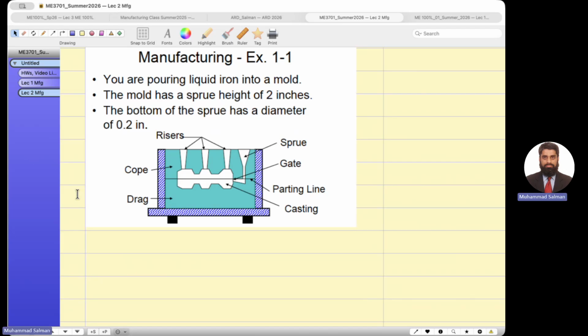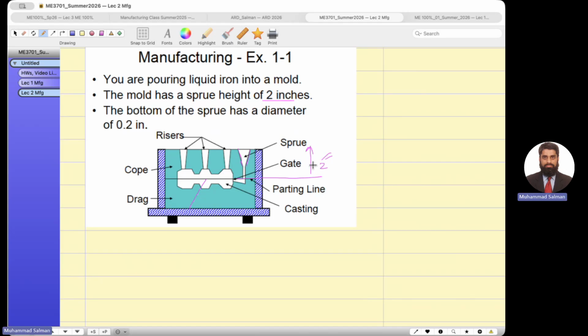You are pouring liquid iron into a mold. The mold has a sprue. We call this triangular shape the sprue, where the molten metal goes inside. The liquid iron goes through the sprue into the mold. The mold has a sprue height of 2 inches. The height of the sprue from here, how much is it?